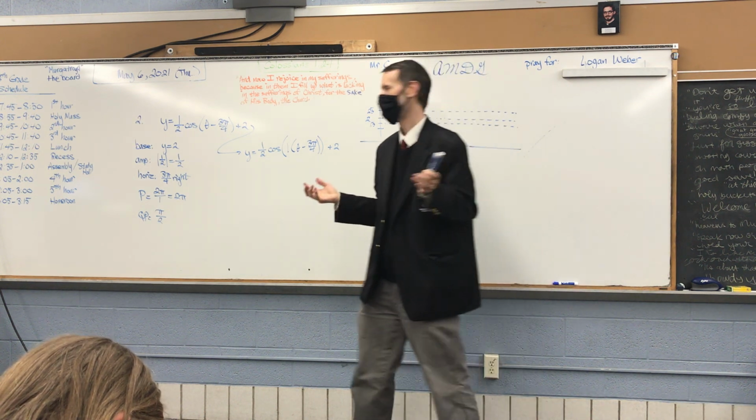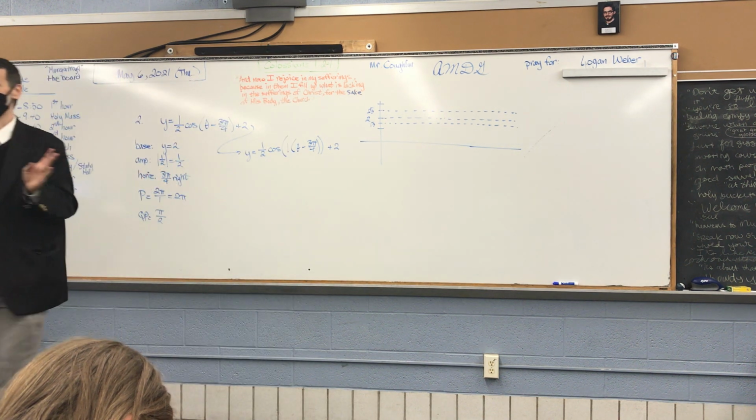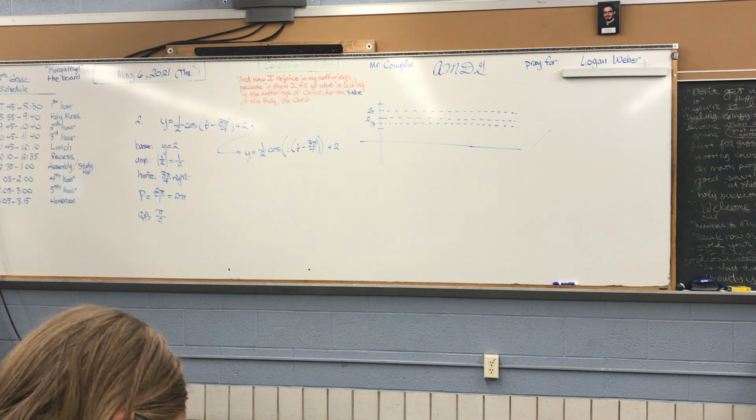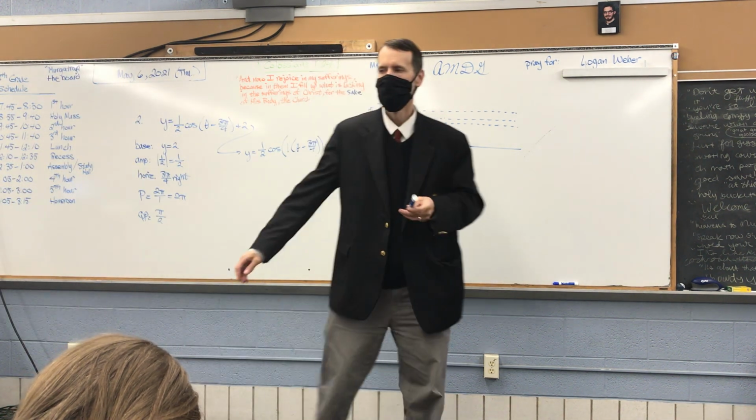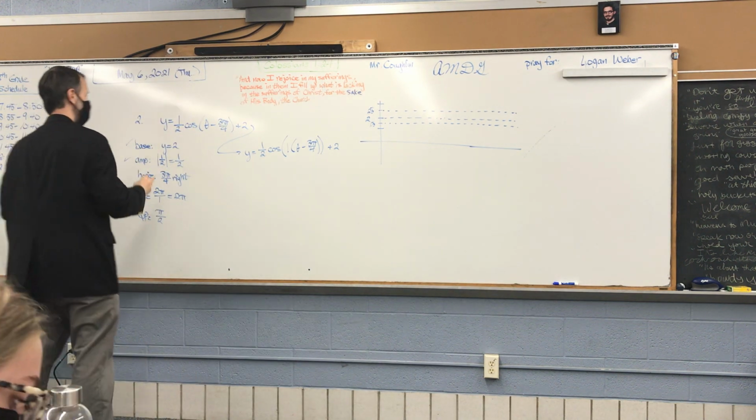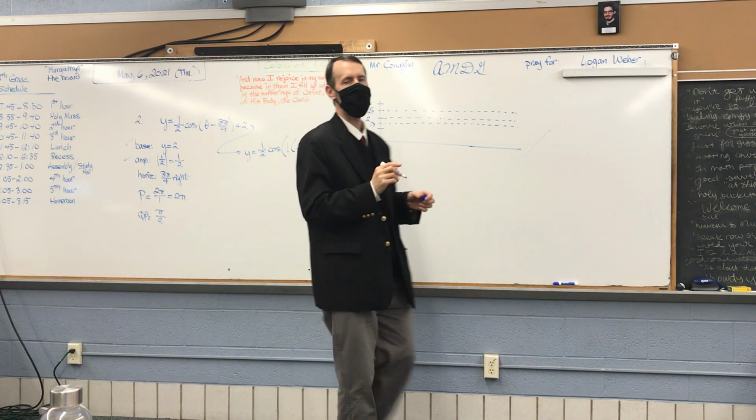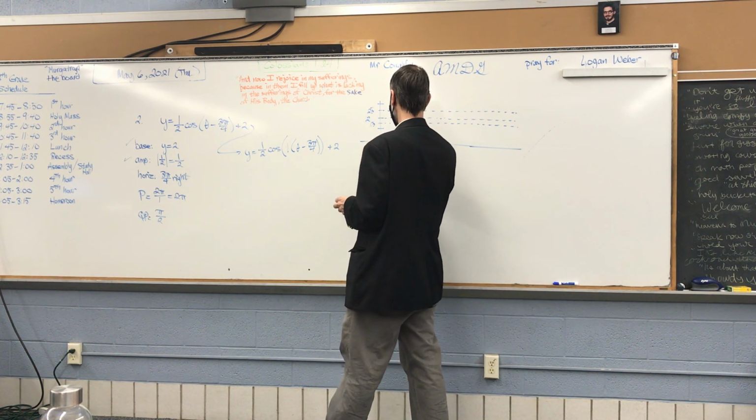What do we graph next? We've got the baseline, and we covered the amplitude by going max and min. What should we use next? We got baseline, we got amplitude. Horizontal shift, where is that? Which way? To the left or to the right? To the right.